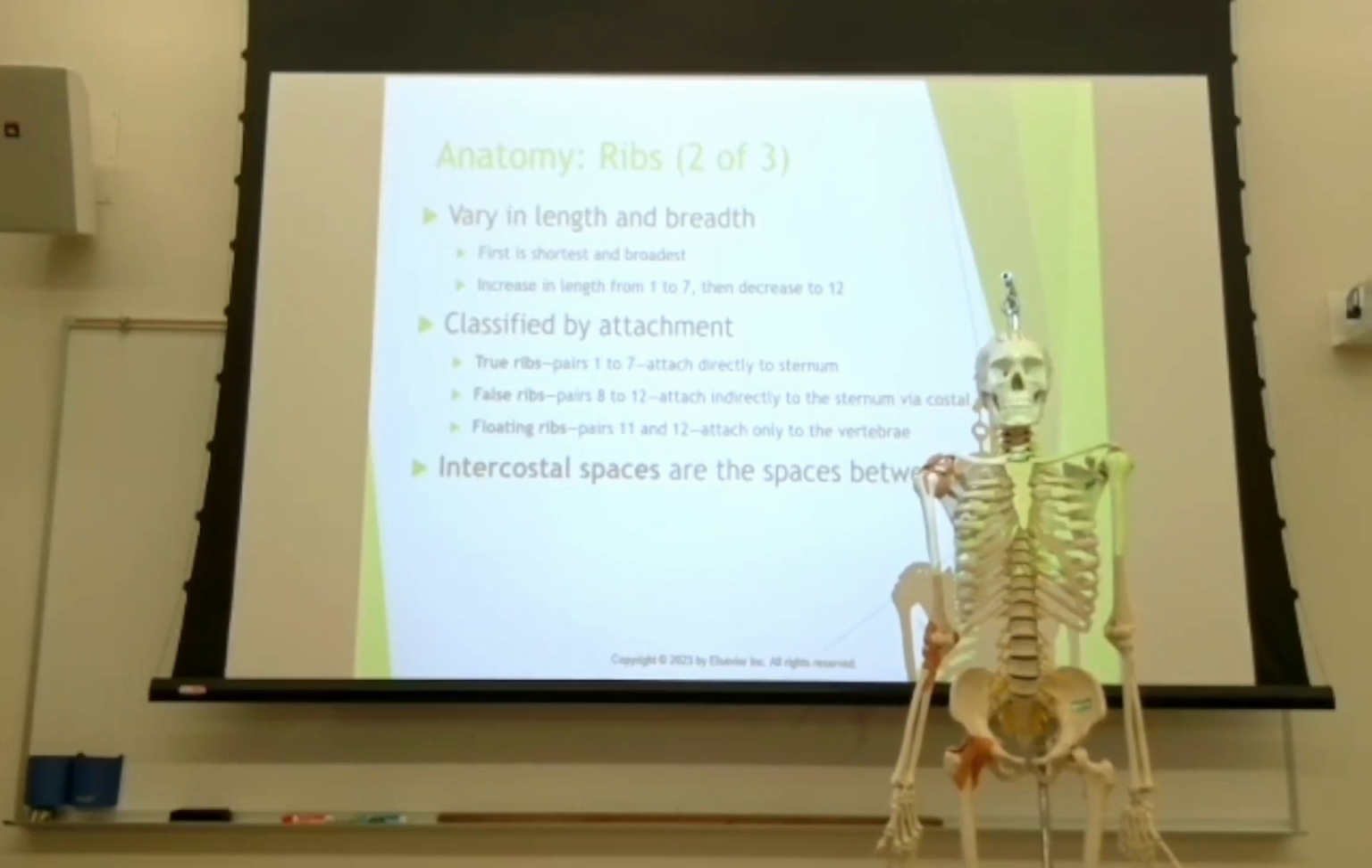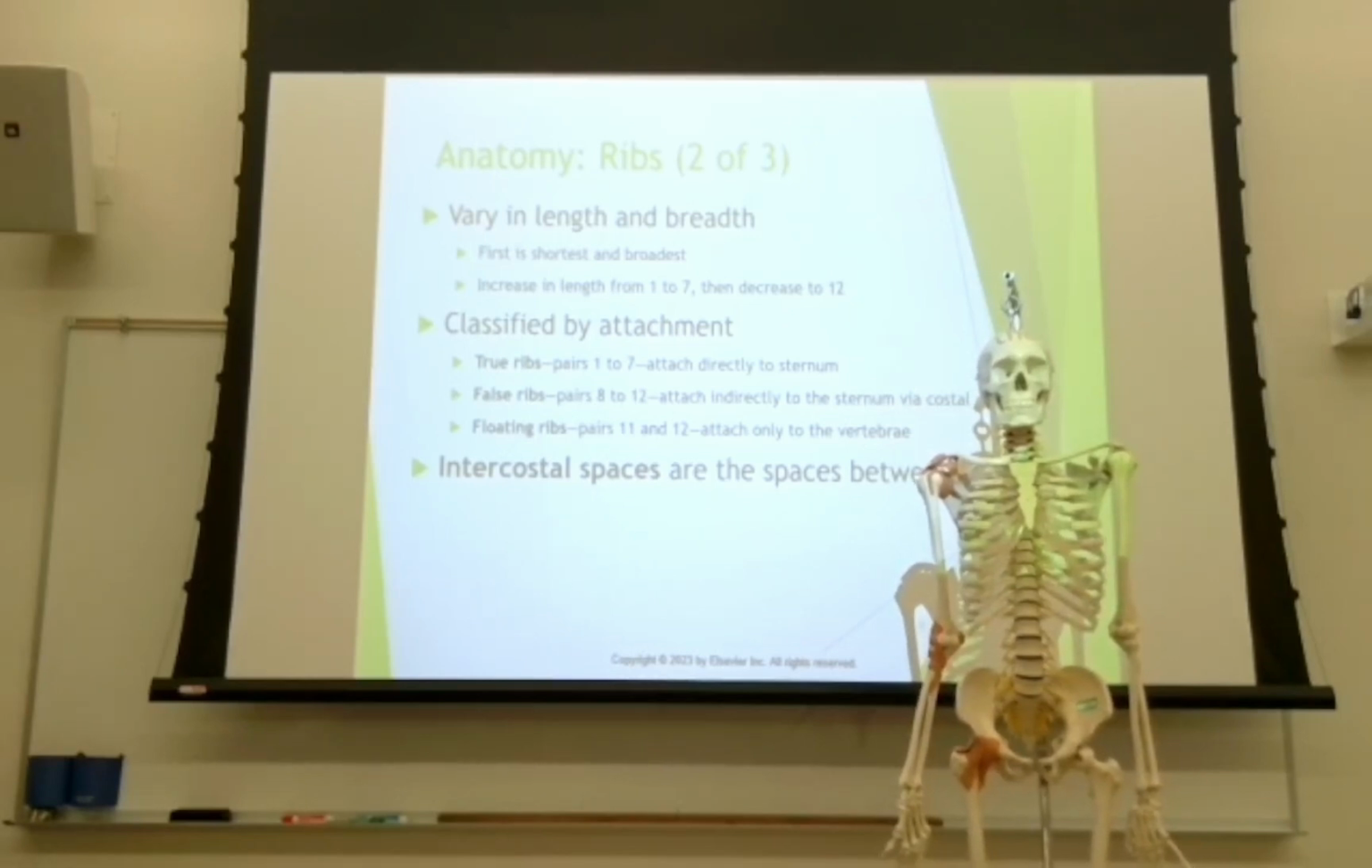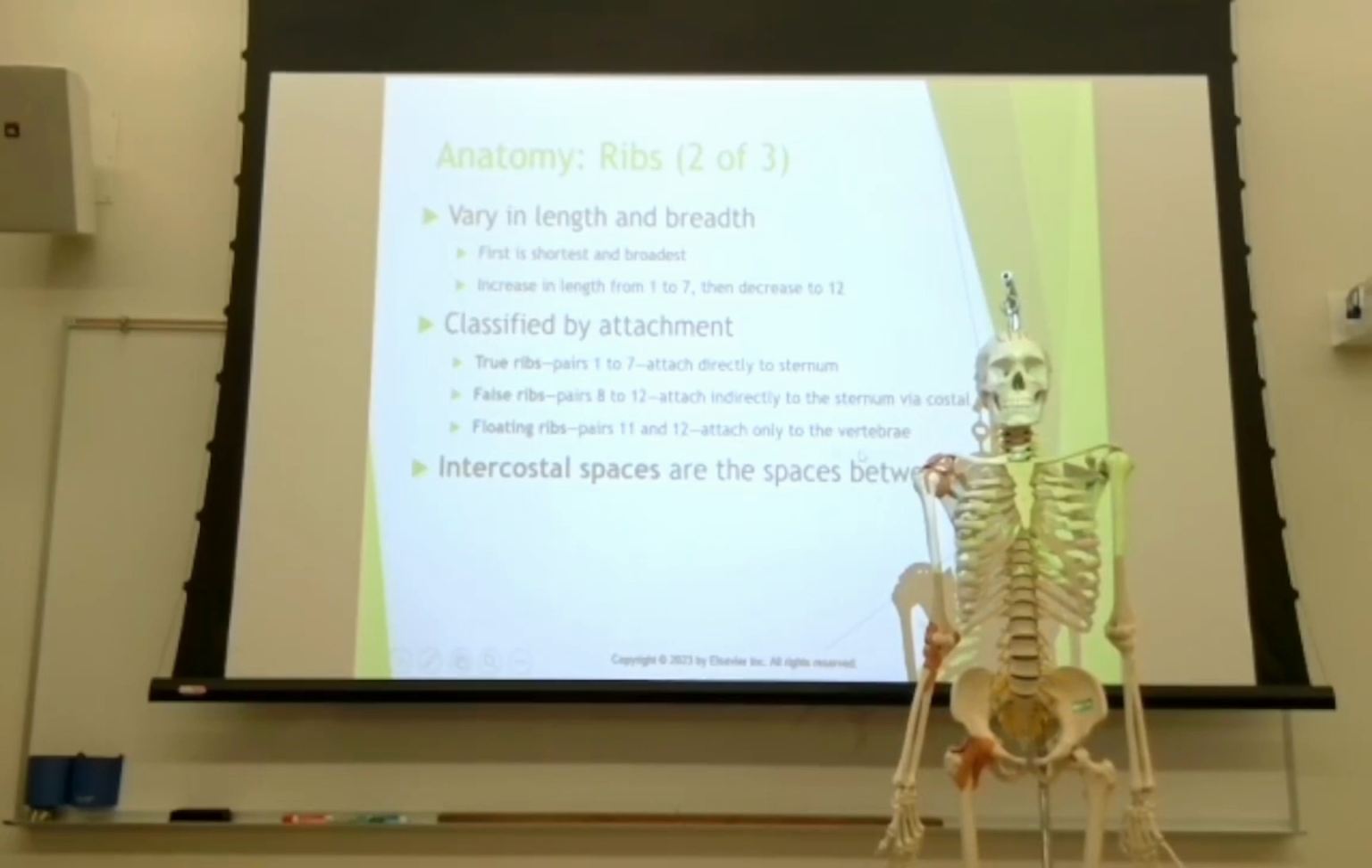They vary in length. They're pretty short at the top. Around the middle, they get pretty broad, and then they decrease again all the way at the bottom. We just talked about all the different types of ribs. So you've got true ribs 1 through 7, 8 through 12 are false ribs, with 11 and 12 being floating ribs.